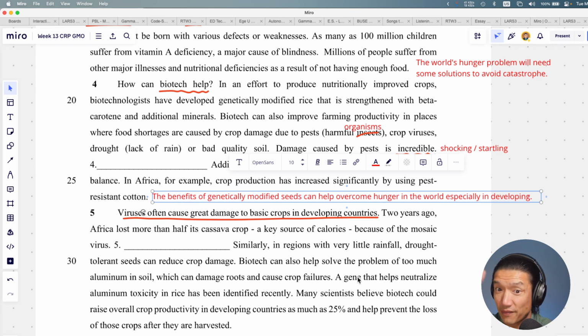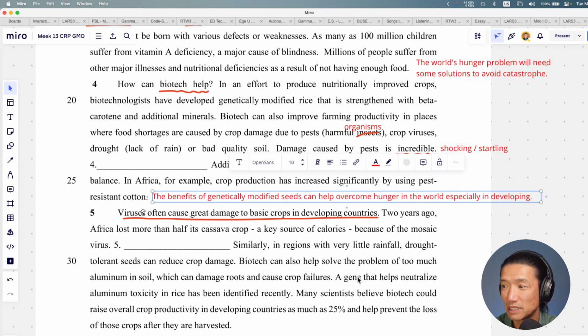In rice has been identified recently. Okay, gene. So they found something in the DNA, right? We're talking about genes, gene therapy, gene alteration. These are all words that collocate, that go with the word gene, right? What other words do you know? Not your clothes that you wear. A gene that helps neutralize aluminum toxicity in rice has been identified recently.